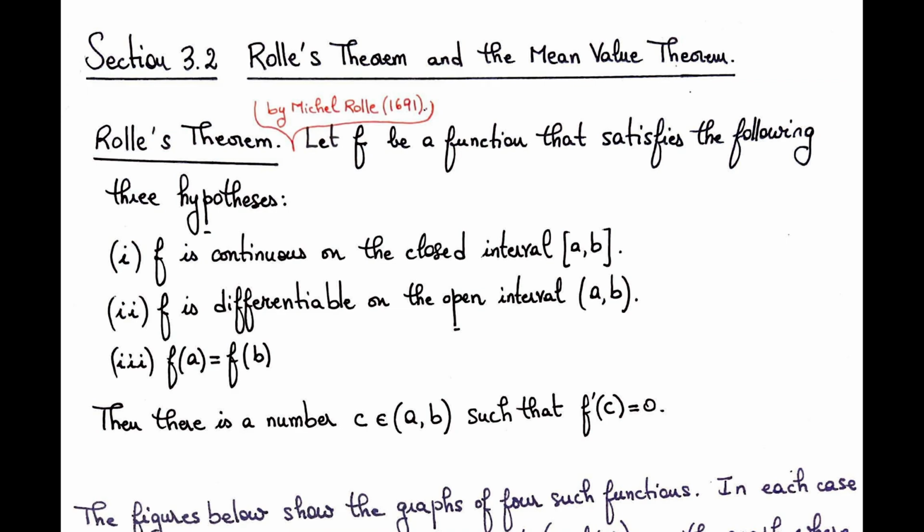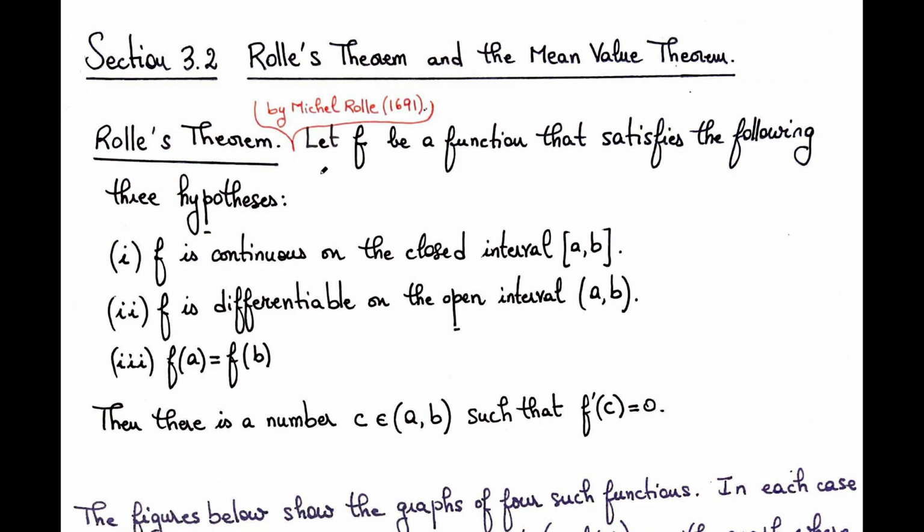Section 3.2, Rolle's theorem and the mean value theorem. Rolle's theorem, which is attributed to Michel Rolle, a French mathematician, was published in 1691.